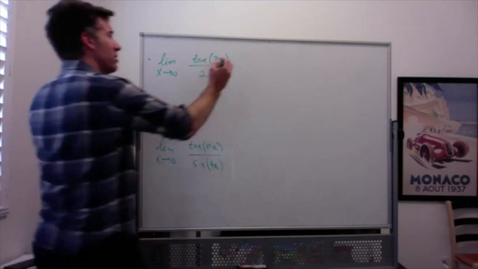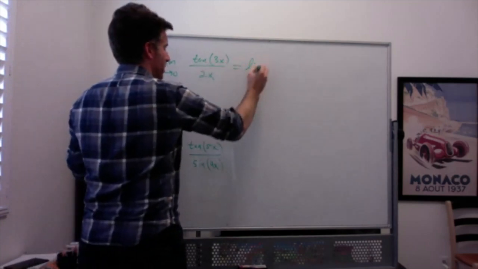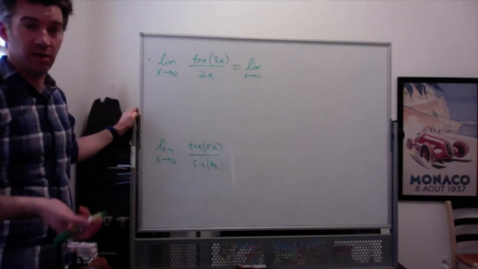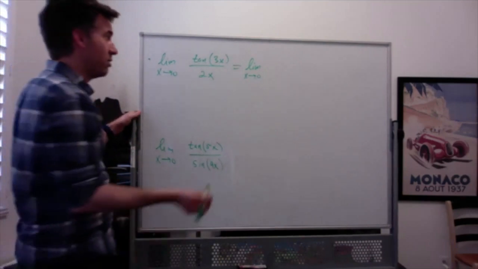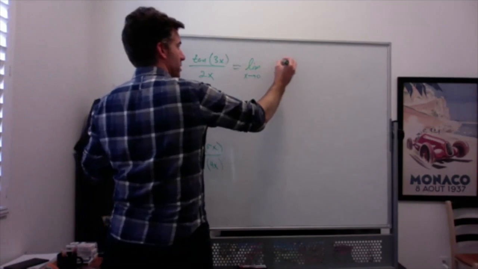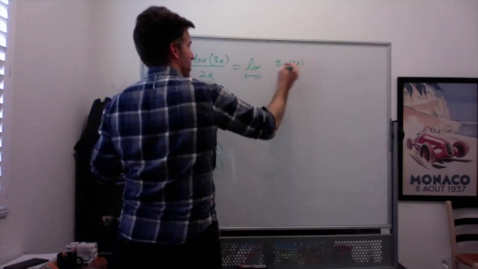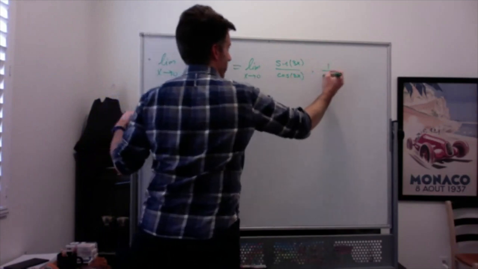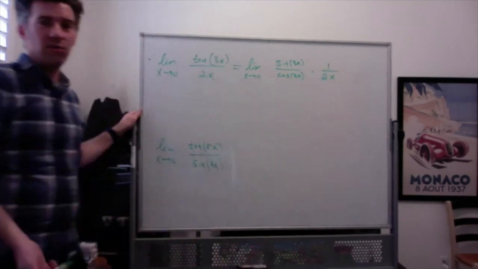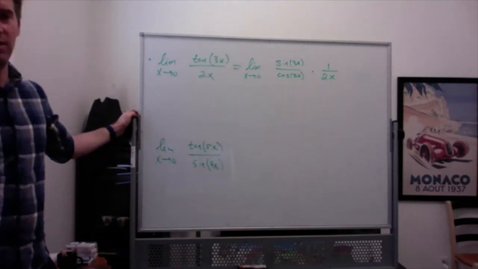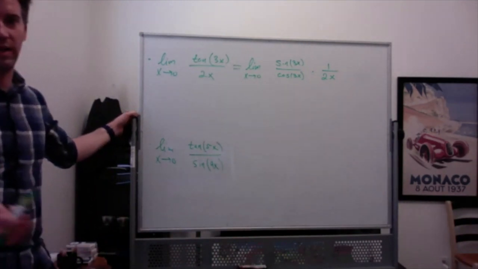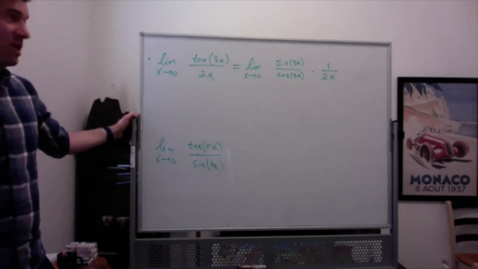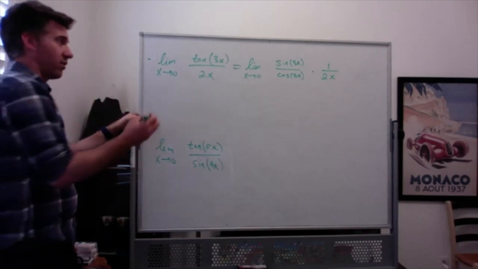Because what we can really do for tangent is rewrite tangent of an angle as sine of that angle over the cosine of that same angle. So I can write this as sine of 3x over cosine of 3x times 1 over 2x. That's how I really prefer to write it. Instead of that divided by 2x, let's just write it as all fractions. And then I'm going to break it up into 3 separate fractions, just because that's going to work for me.